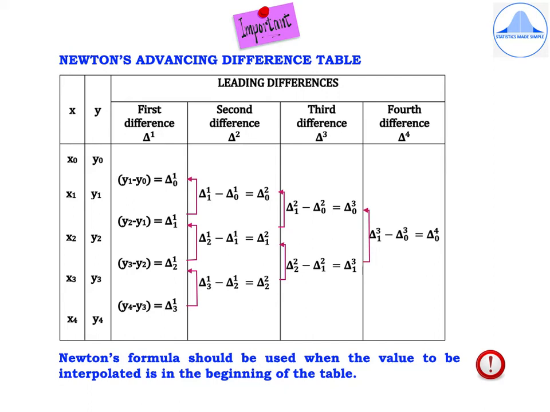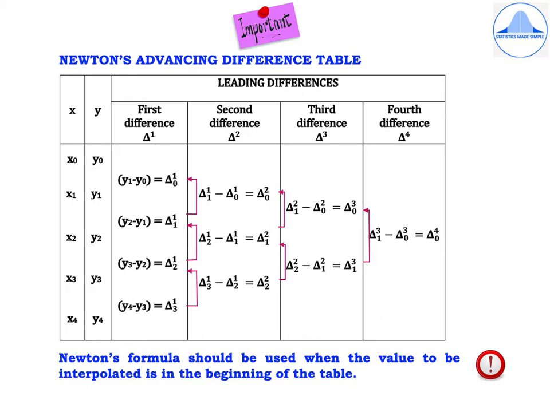The leading differences will depend on the problem which is given. So the first difference is denoted by delta to the power 1. The second difference is denoted by delta square. The third difference is delta cubed, and the fourth difference is delta to the power 4.